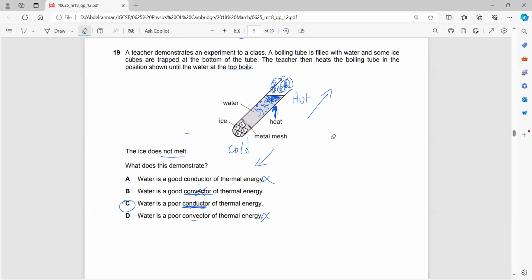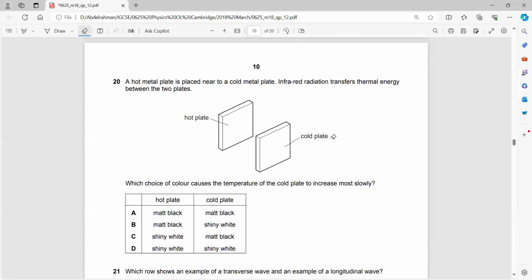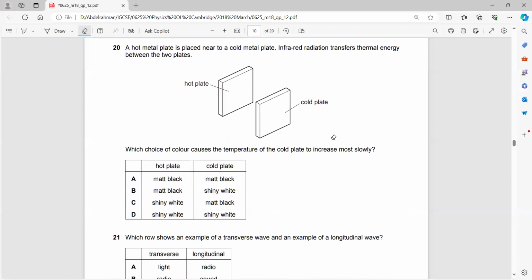Okay, yeah. Question 20. A hot metal plate is placed near to a cold plate. Infrared radiation transfers the thermal energy between the two plates. Which choice of color causes the temperature of the cold plate to increase most slowly? We need the cold plate to increase the most slowly.